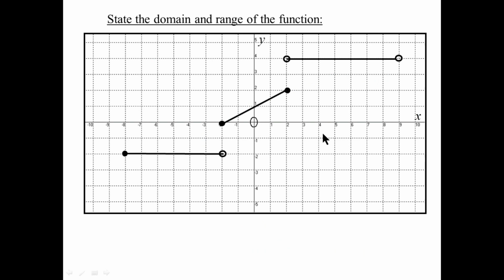Here's another function on a grid. And we notice that it seems to be in pieces. Here's a piece, here's a piece, here's a piece. So we call this type of function a piecewise function because it's in pieces.